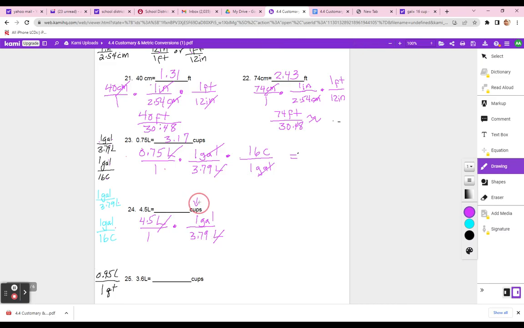But I don't want gallons, I want cups. So I need to go one more step and multiply that using another conversion factor. I want cups on the bottom. I want gallons to appear on opposite sides. So 1 gallon is 16 cups. So gallons cancel here. And my answer when I finish multiplying and dividing will be in cups. So you're going to take 4.5 times 16 and divide that by 3.79. And you should get approximately 19 cups.